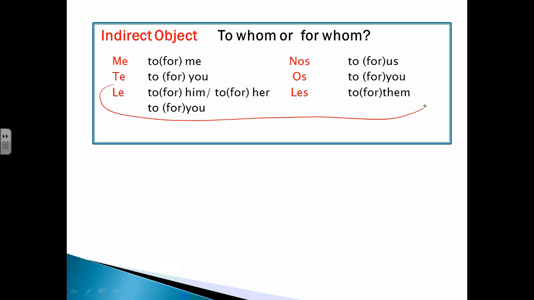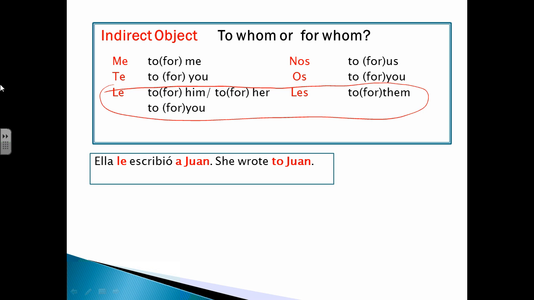The only difference between indirect and direct is the third person. Direct is lo, la, or los, las, and indirect is le and les. And if you also notice as well, direct is me, you, us, them, etc. This is to me or for me. So that's a difference. You're going to want to pause this if you haven't written everything down yet, and then go on to the next when you're finished.